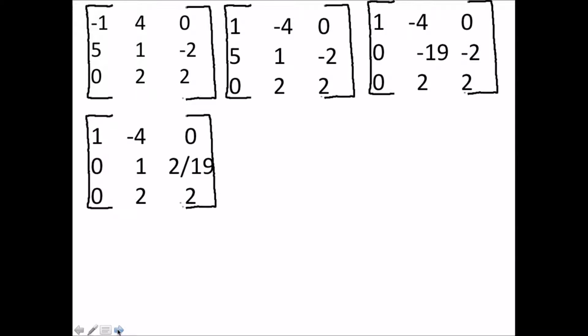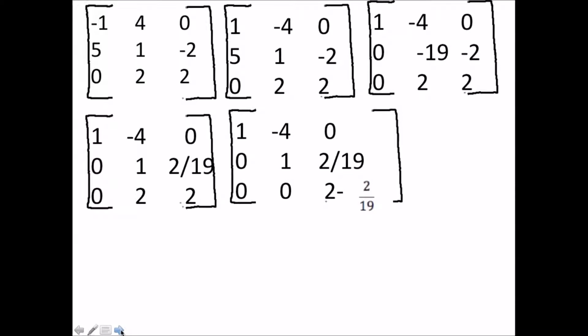Our next goal is to get a leading 1 where we see this -19. We can do that by simply dividing by -19. We divide the entire second row by -19 and we end up with 0, 1, and 2/19 in this row.